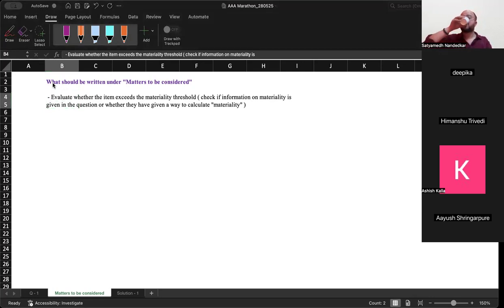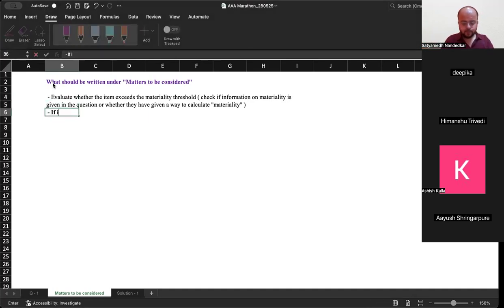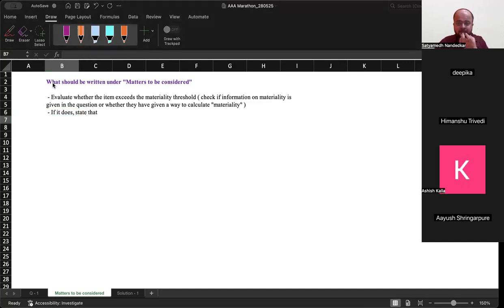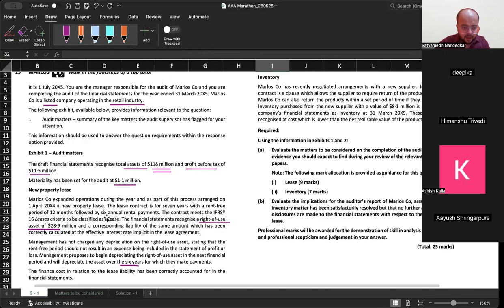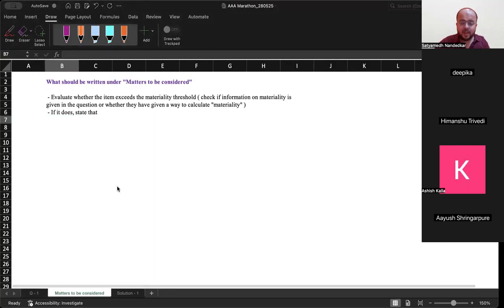If it does, state that the item exceeds the materiality threshold, write that there. Then, now in this case what do you have? You have a lease liability and you have a right of use asset. What do you have to write next? In matters to be considered, you have to write what are some of the points that you would keep in mind when you are evaluating a right of use asset and a lease liability.